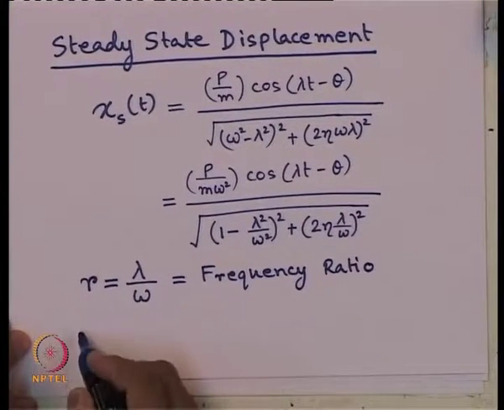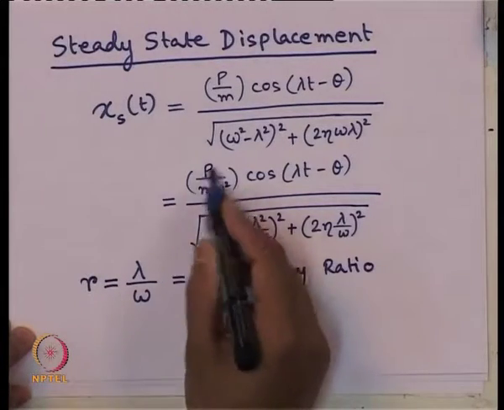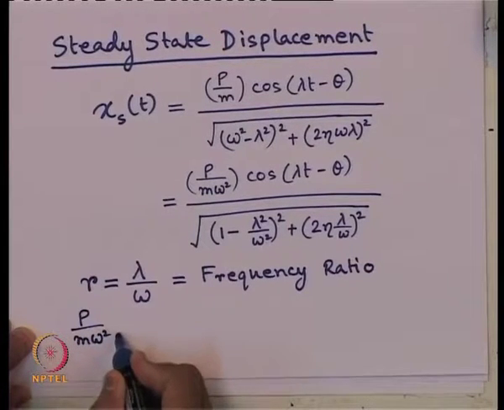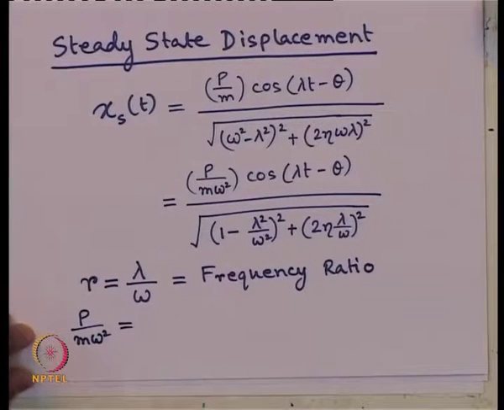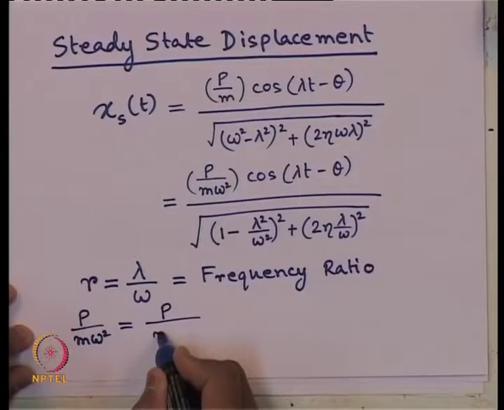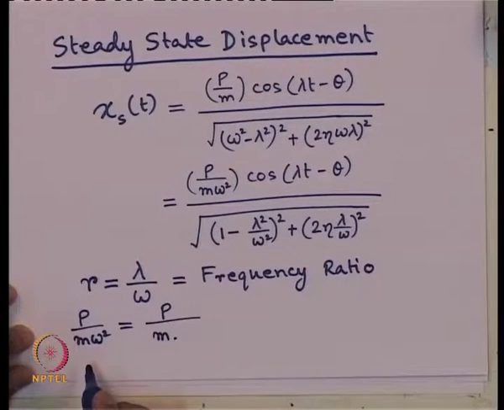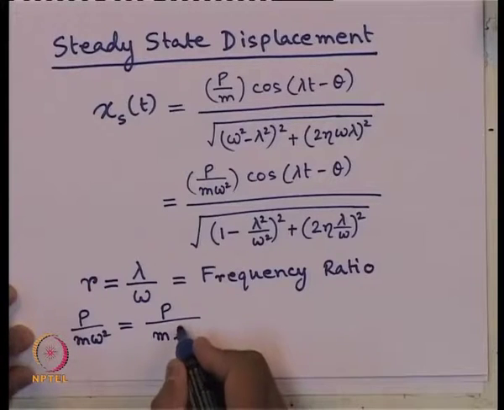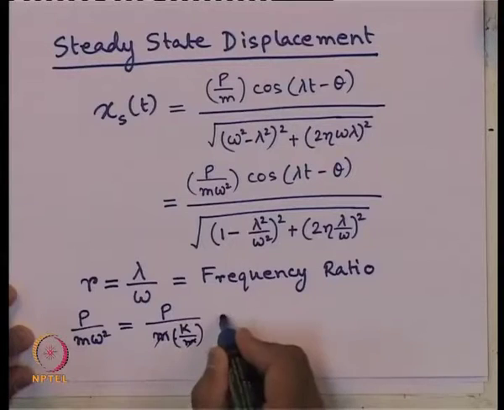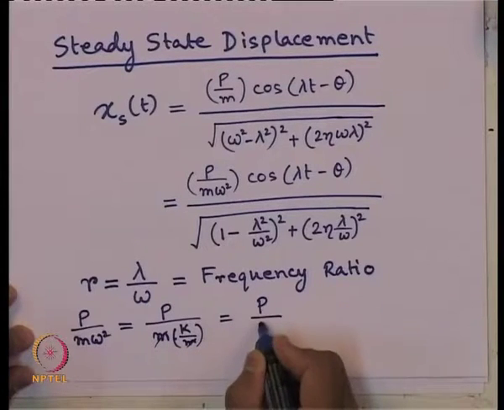And let us look at this term p by m omega square. What can we simplify for this term? It is p by m times what is omega square? K by m. So, it is k by m. M gets cancelled, I get p by k.